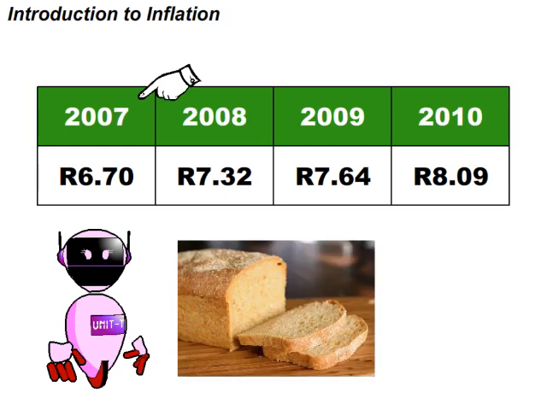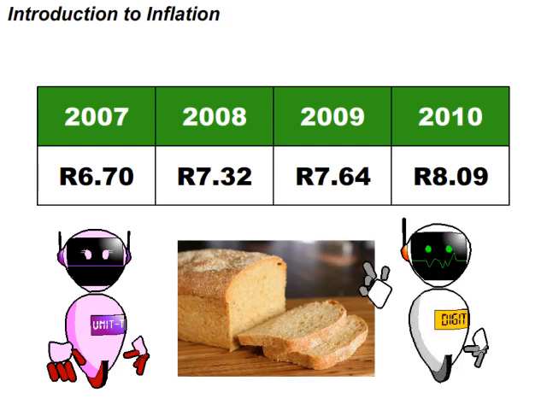In 2007, a loaf of bread was 6 rand and 70 cents. 3 years later, the bread cost 8 rand and 9 cents. Each year, the price is rising.